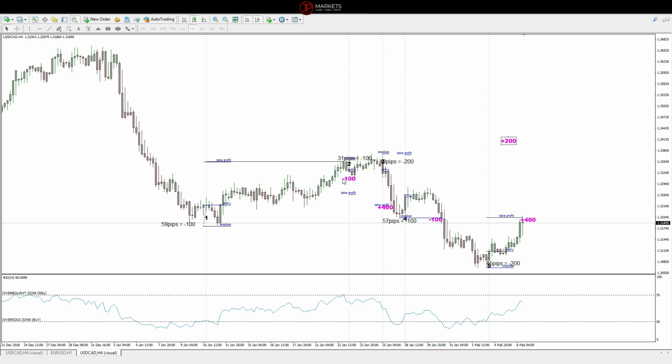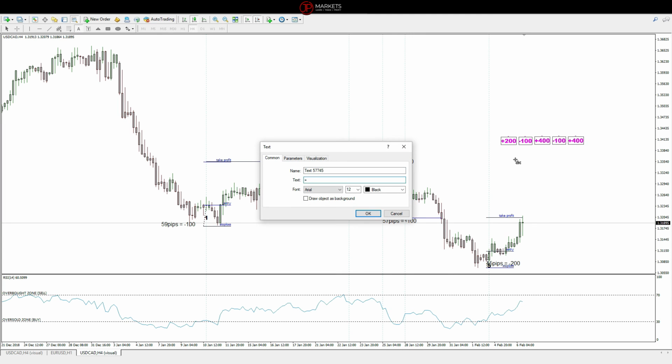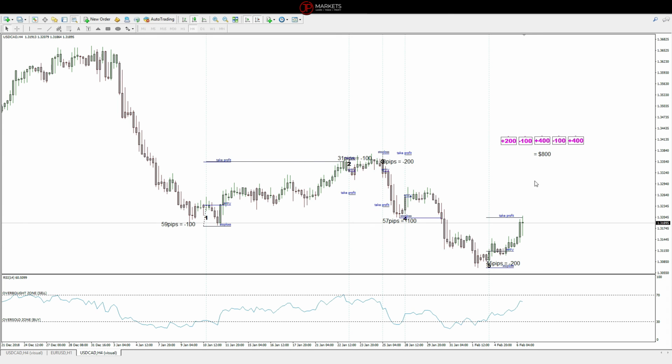So let's just quickly do the math. 200 minus 100 plus 400 minus 100 plus 400, that equals $800. So that's what you take home from this trade, and that's how you should use the risk calculator.